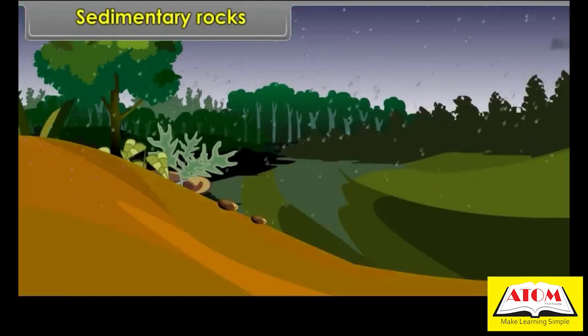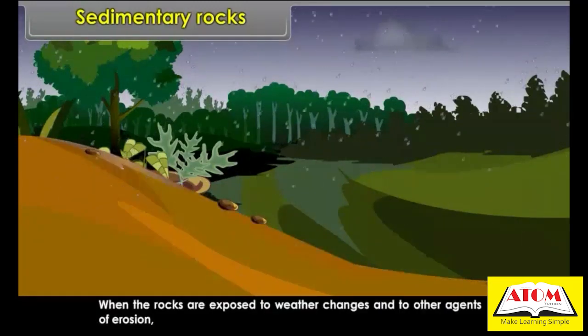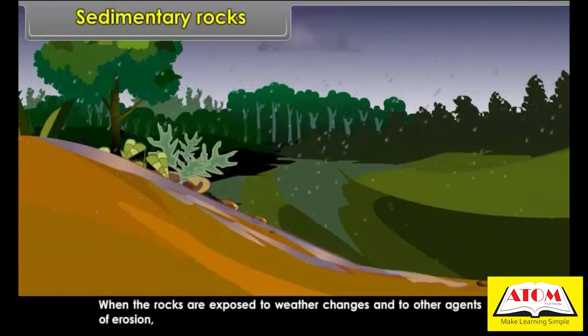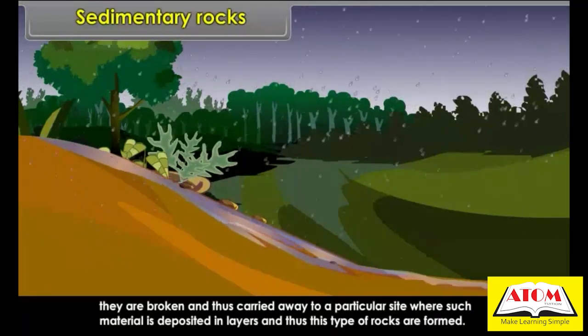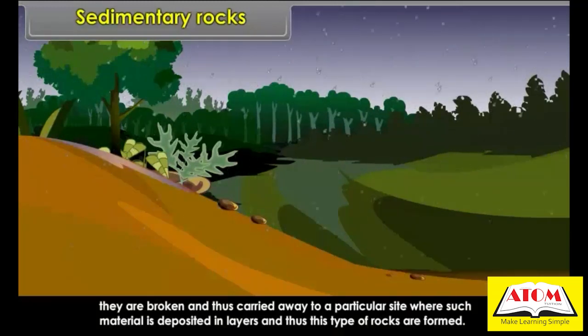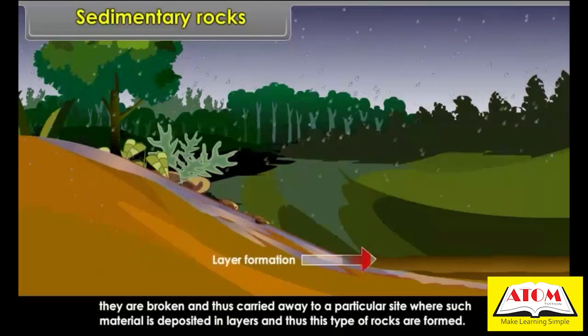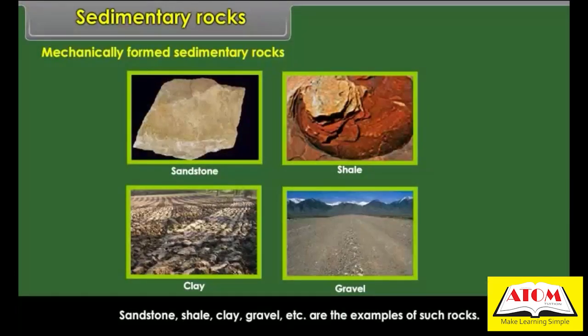Mechanically formed sedimentary rocks. When the rocks are exposed to weather changes and to other agents of erosion, they are broken and carried away to a particular site where such material is deposited in layers, and thus this type of rock is formed. Sandstone, shale, clay, gravel, etc. are examples of such rocks.